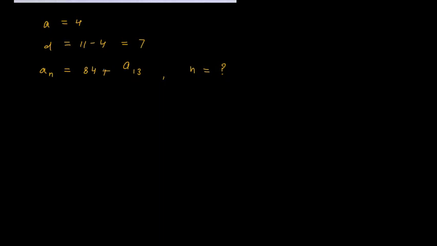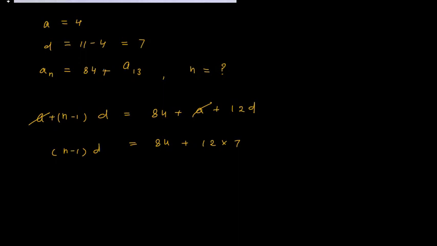Here also we will apply the formula of an. So the formula for an is a plus n minus 1 d, which is equal to 84 plus a13, that is a plus 12d. Now this a we can cancel from both sides. So the value of d is 7. So here it is 84 plus 12 into 7, and here it is n minus 1 d. d is 7.